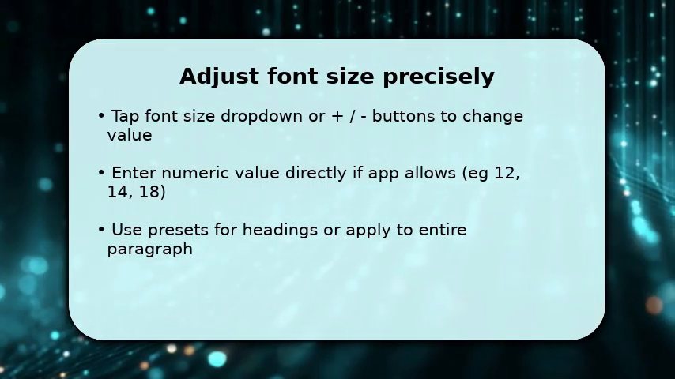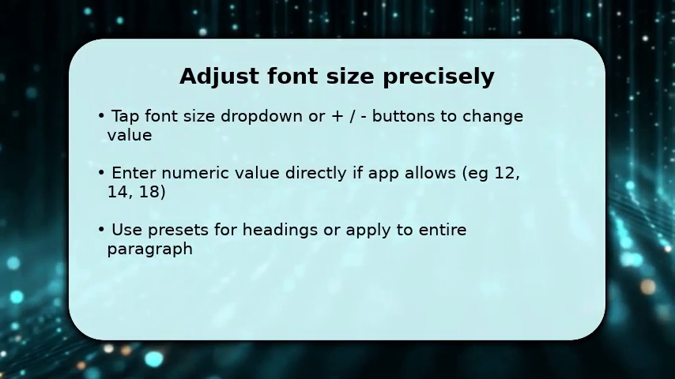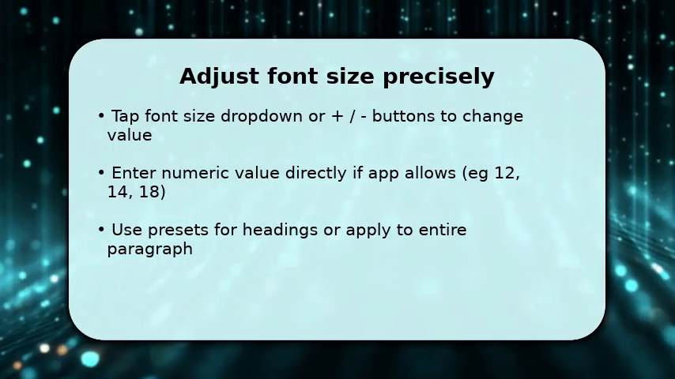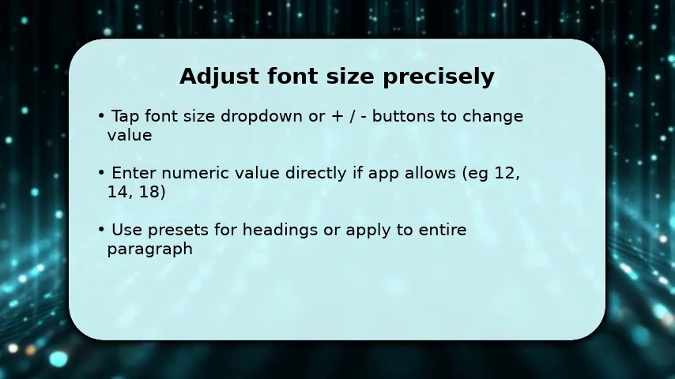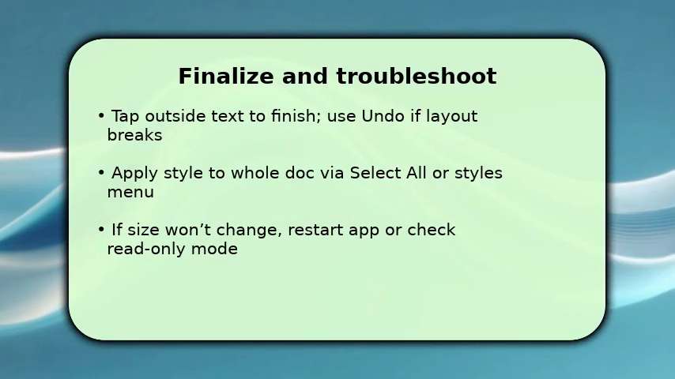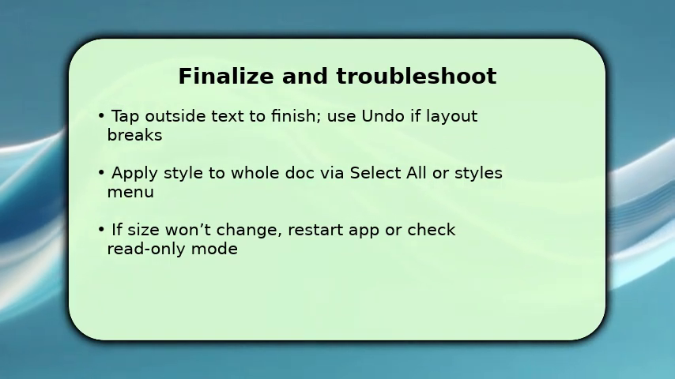Make sure to check whether you're editing a selection or the paragraph style. Changing the paragraph or heading style applies size to larger blocks. Once done, skim the page to confirm line breaks and layout. After adjusting sizes, tap outside the selection to commit changes and review the document flow. Use undo if spacing or alignment broke.